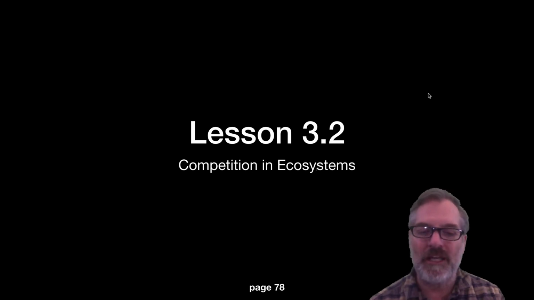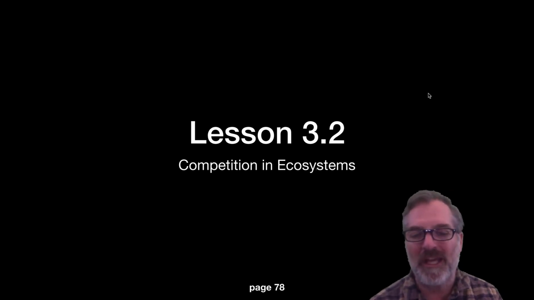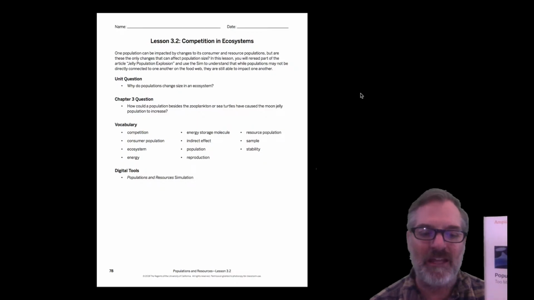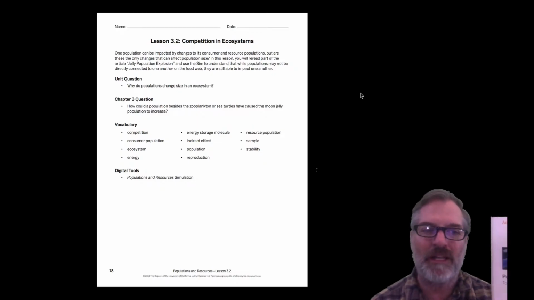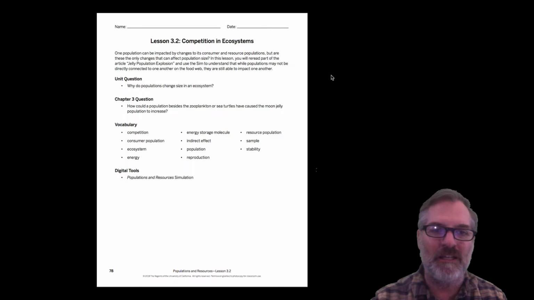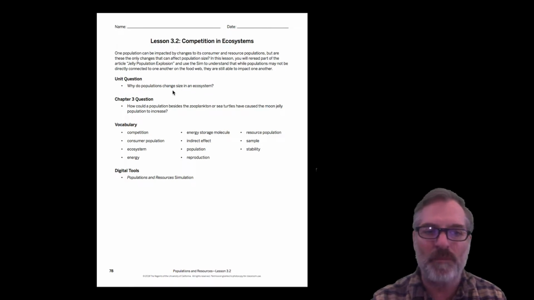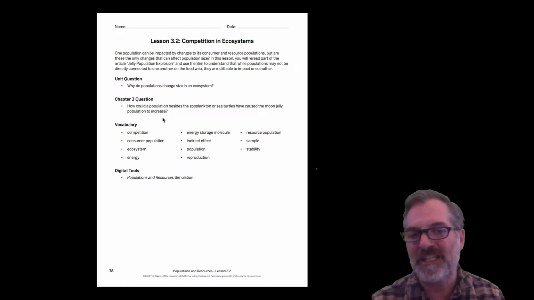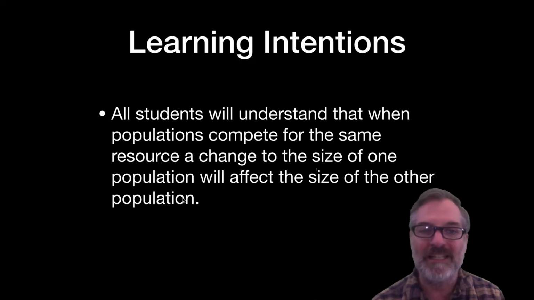So if you'd go ahead and get your Moon Jelly booklet and go to page 78. If you're on page 78 right here, you can kind of see the outline of the lesson. Unit question, why do populations change size in ecosystems? Chapter question, how can a population besides the zooplankton or the sea turtles have a cause on the moon jelly population to increase? We've got our key vocabulary, and we're going to be using a simulation tool in today's lesson.